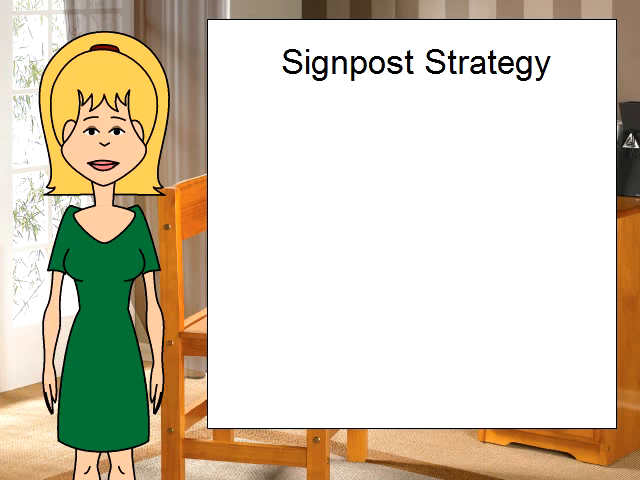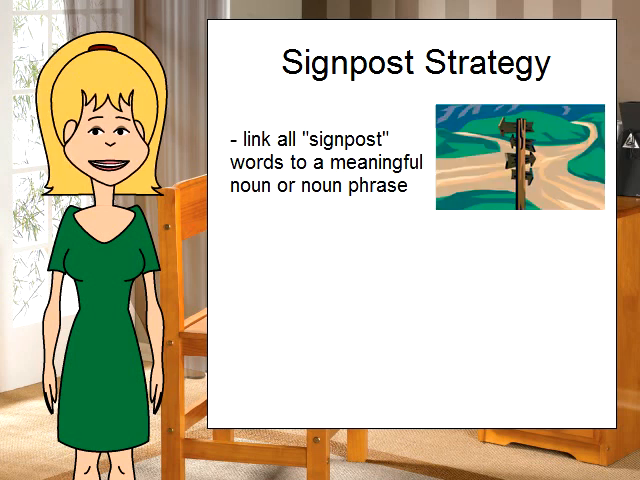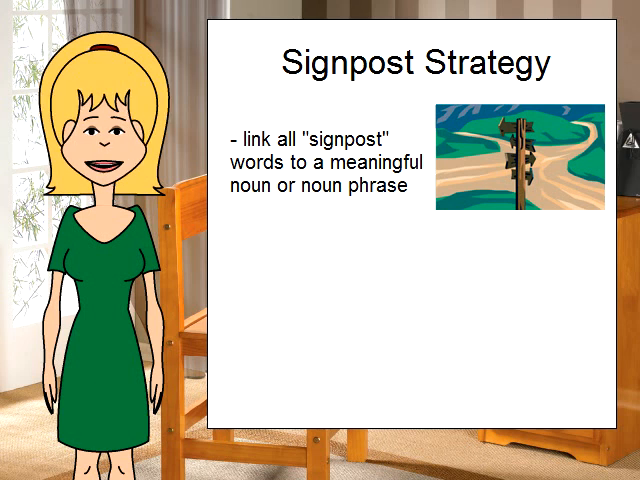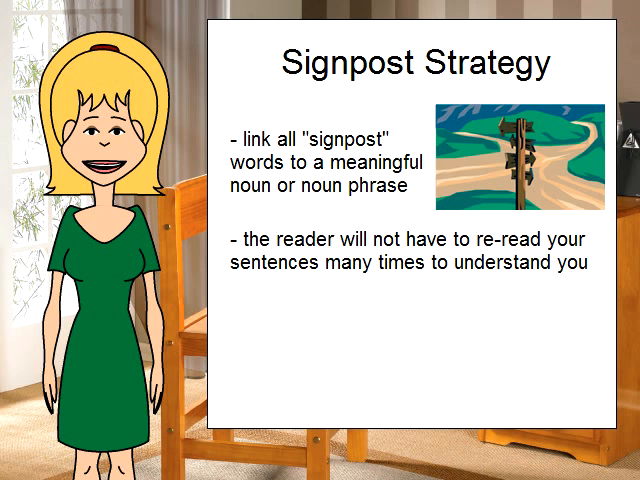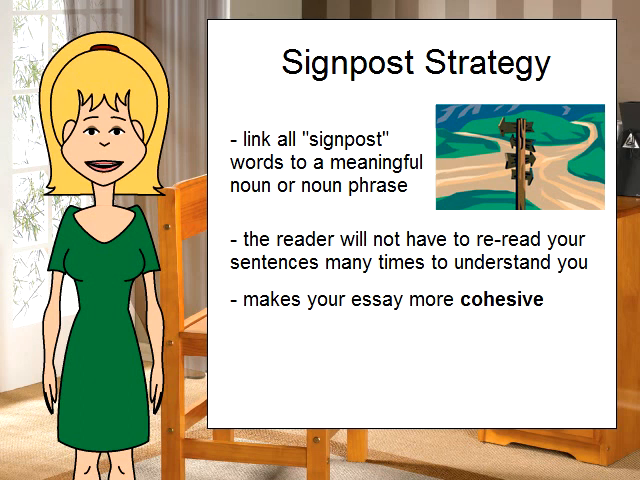In sum, when you are writing, look for vague or undefined words. These words are like signposts that point at important ideas. Make sure you have a noun after them, so it's clear what you're writing about. Your readers will have an easier time understanding your essay, because they will not have to reread each sentence many times. In other words, your writing will be more cohesive.